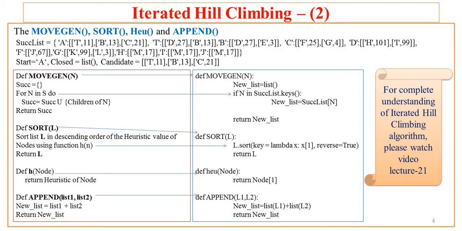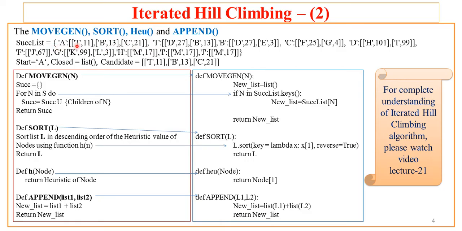Let us now see the implementation of the actual iterated hill climbing algorithm and the sub algorithms. So before we get into the coding of iterated hill climbing algorithm, we'll see the coding for moveGen, sort, heuristic and append function. Here some global data structure which is used in the algorithm is specified, like SUCC list is the list of the successors. So this SUCC list is a dictionary wherein the key value pairs are mentioned as the elements of the dictionary.